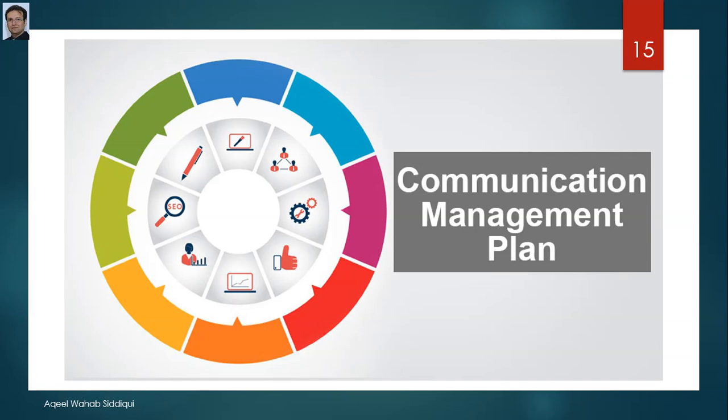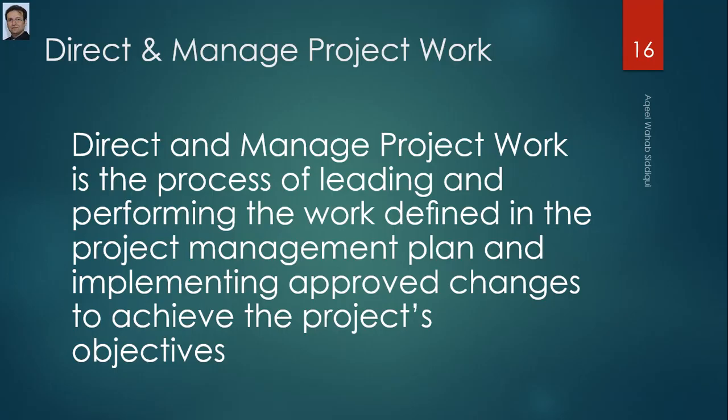So direct and managed project work is the process of the executing process group where a project manager is responsible to produce deliverables. Always remember, what do we produce? We produce deliverables in our projects in the executing process group. Direct and managed project work is the process of leading and performing the work defined in the project management plan and implementing approved changes to achieve the project objectives.